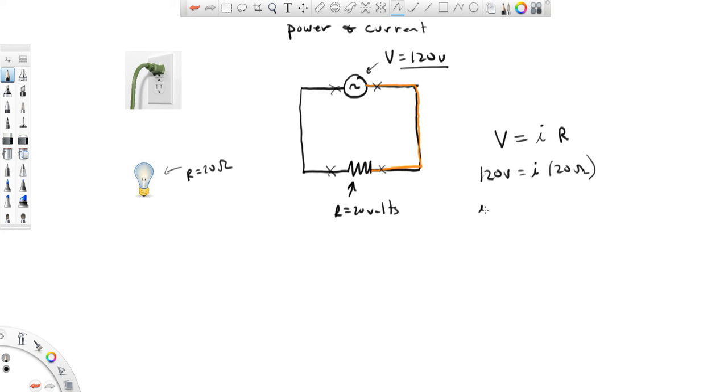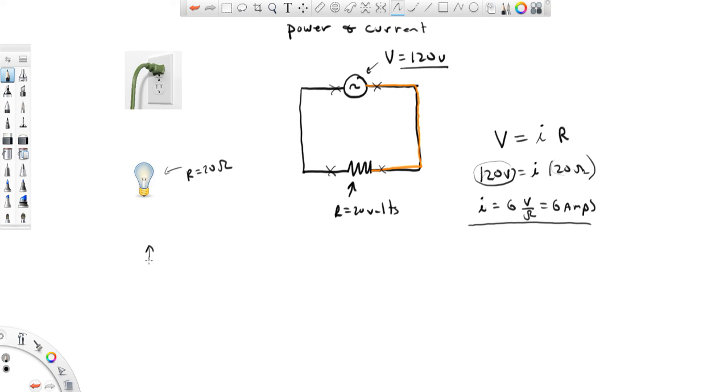This can be solved for the current easily enough. If we take 120 volts divided by 20 ohms, we get 6 volts per ohm, and it's pretty easy to show that that's equal to 6 amps. Now what have we found? We have found the RMS current.